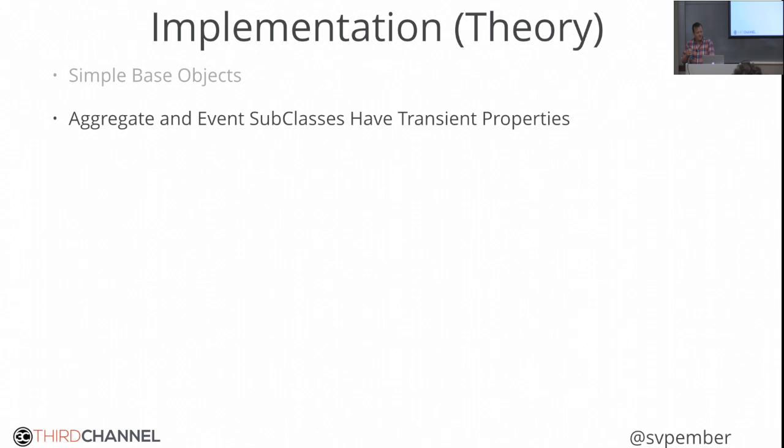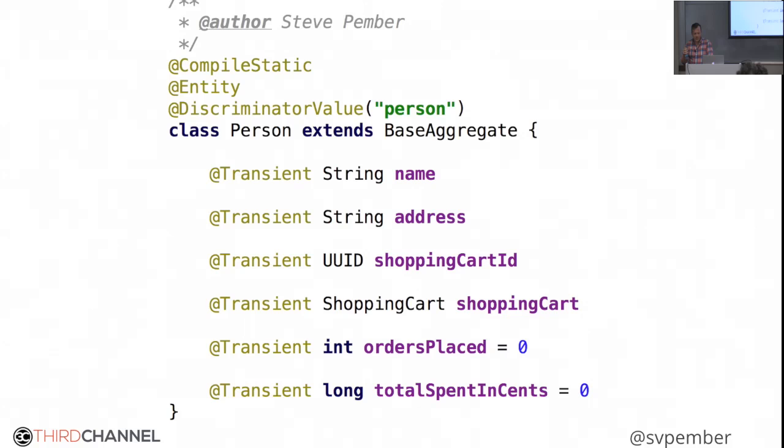Aggregates and event subclasses have transient properties. I should probably be clear about what exactly is being serialized into those data fields. The aggregates and events, or at least the classes that implement them, contain transient properties, which are generally not directly persisted to the database. So here's a plain old object with explicit transient properties.